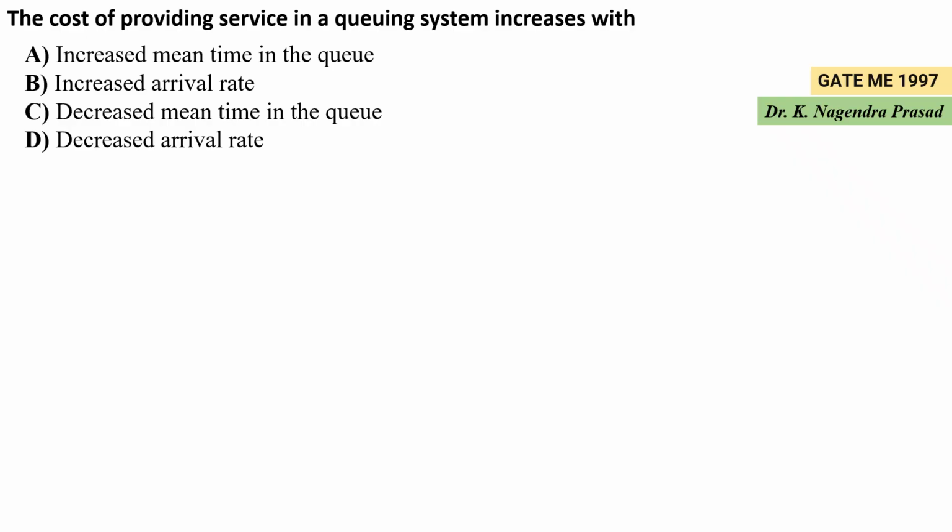The cost of providing service in a queuing system increases with: option A, increased mean time in the queue; option B, increased arrival rate; option C, decreased mean time in the queue; option D, decreased arrival rate.